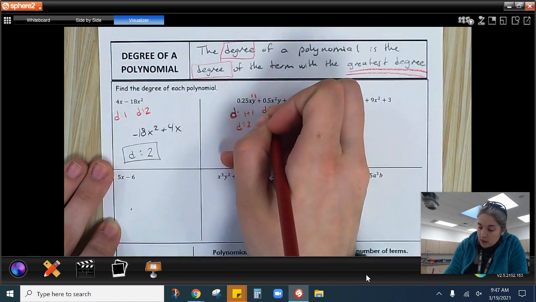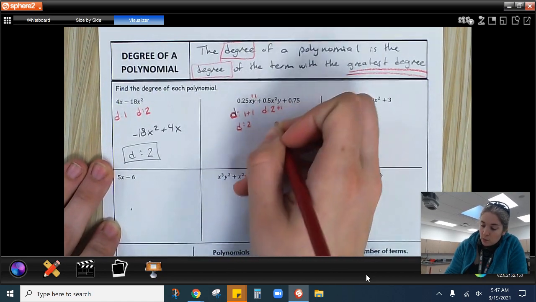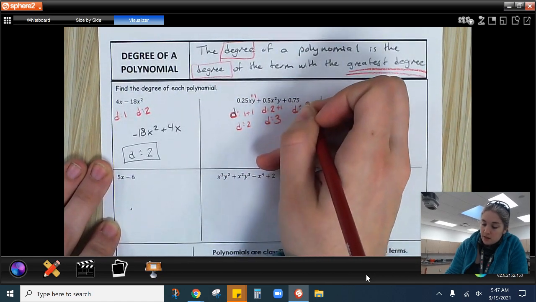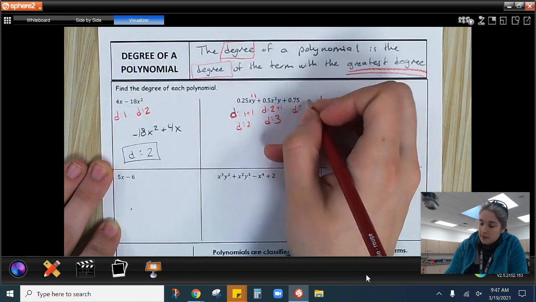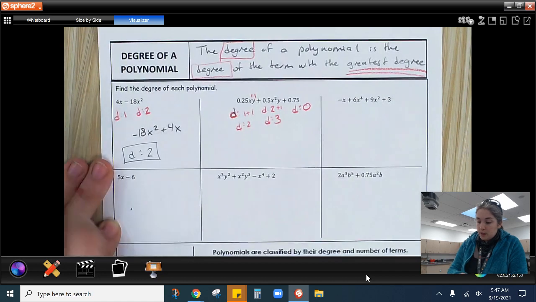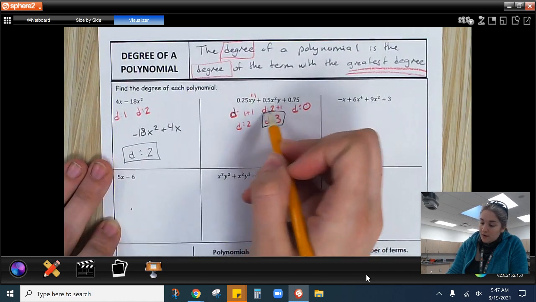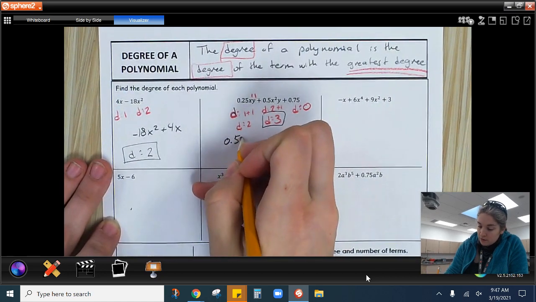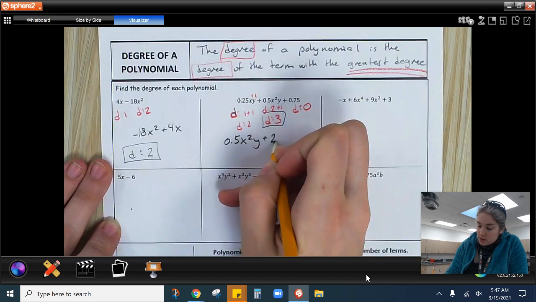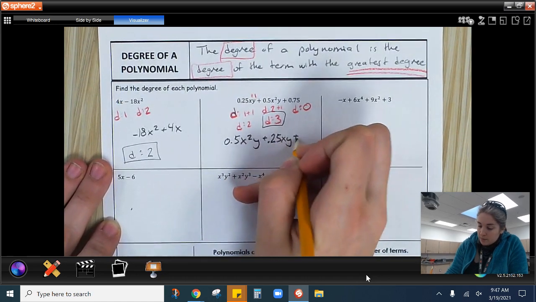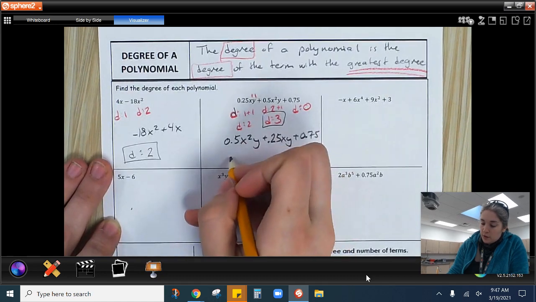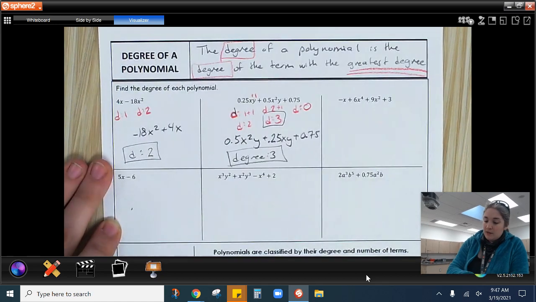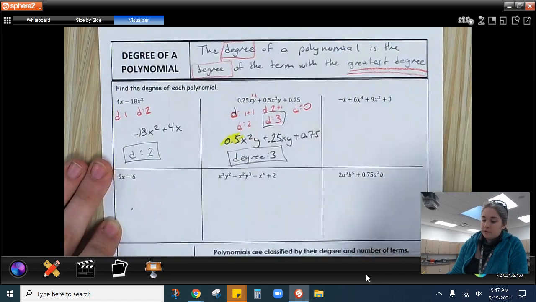For this one, we have a degree of x squared, and the y has a 1. So this is a degree of 3. And then our last one, remember, constants have a degree of 0. All right, so this one overall would have a degree of 3. If I rewrite it in standard form, it would be 0.5x squared y plus 0.25xy plus 0.75. So it has a degree of 3 overall. And we can even say that the leading coefficient would be this 0.5.